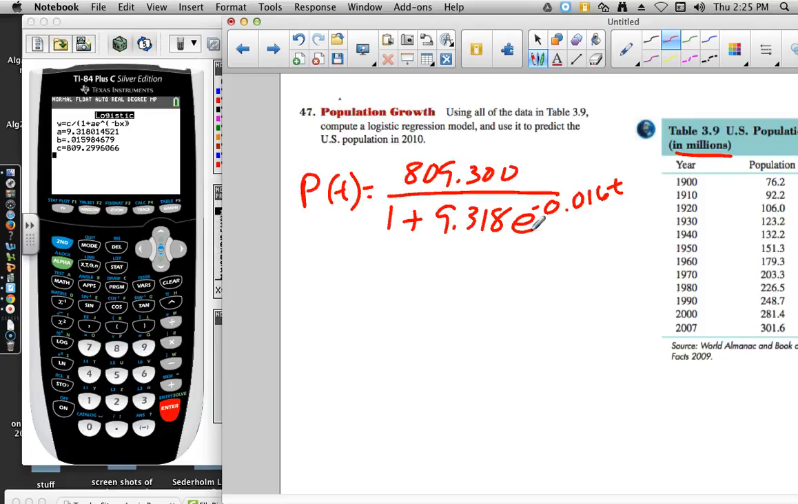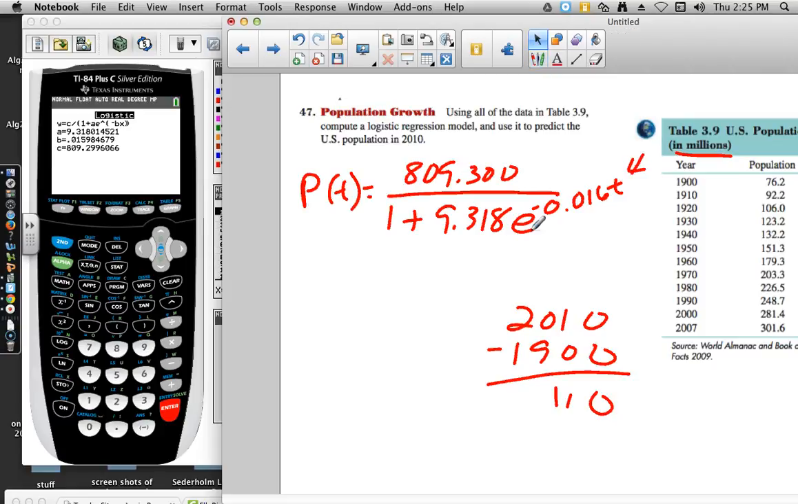So, using all the data in table 3.9, compute a logistic regression model. Use it to predict the U.S. population in 2010. Well, this started in 1900. So we would go ahead and do some subtraction here and figure out how many years this is going to take. From 1900 to 2000 would be 100, and then we went to 2010, so we've got 110. That means we need to put 110 in here.